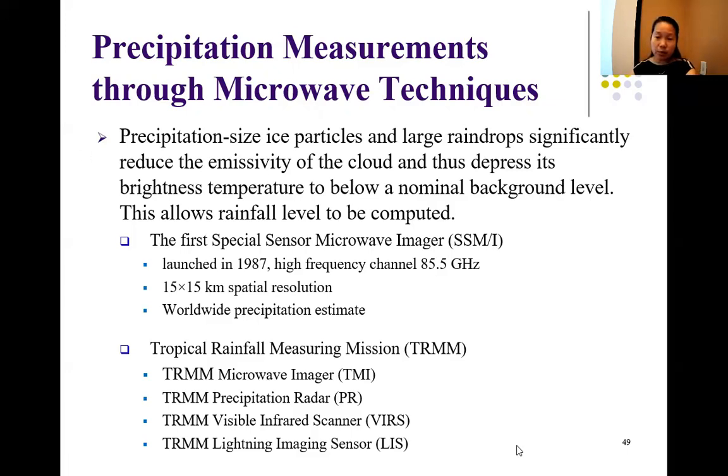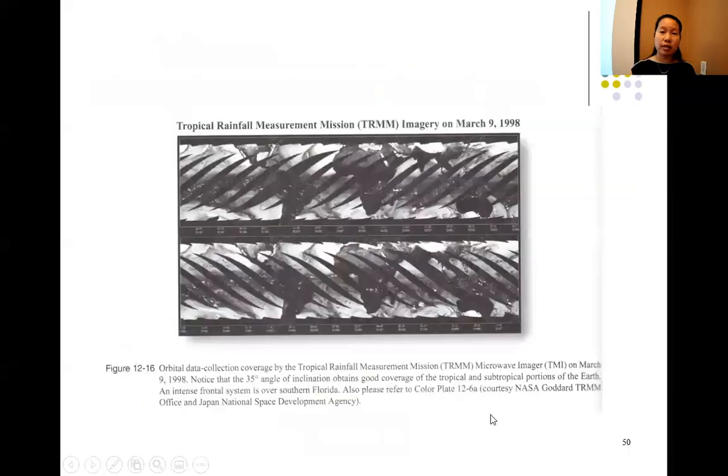The other data resource is the Tropical Rainfall Measurement Mission, which is TRMM. On this mission, they have a microwave imager, which is TMI, a precipitation radar, PR, a visible infrared sensor, and also a lightning imaging sensor. So these are the four sensors. You can see that it's mostly for weather applications. This example shows TRMM imagery on March 9th, 1998.